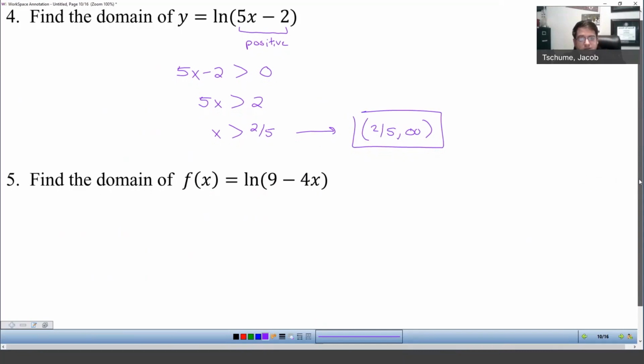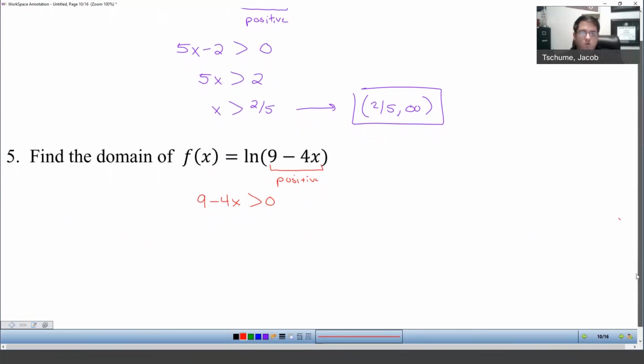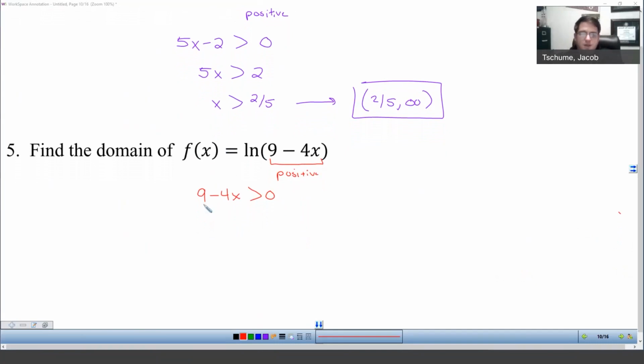Where you've got to be careful is a certain algebra property that might cause you to flip some stuff around. So let's look at number 5 to talk about that. What is the domain of f of x equals the natural log of 9 minus 4x, and how is it different than the one we just did? All right, you're going to start off the exact same way. The inside of your logarithm has to be positive. So if I take the 9 minus 4x and I set that greater than 0, let's see what's different about this one. When you subtract the 9 over, you get negative 4x is greater than negative 9.